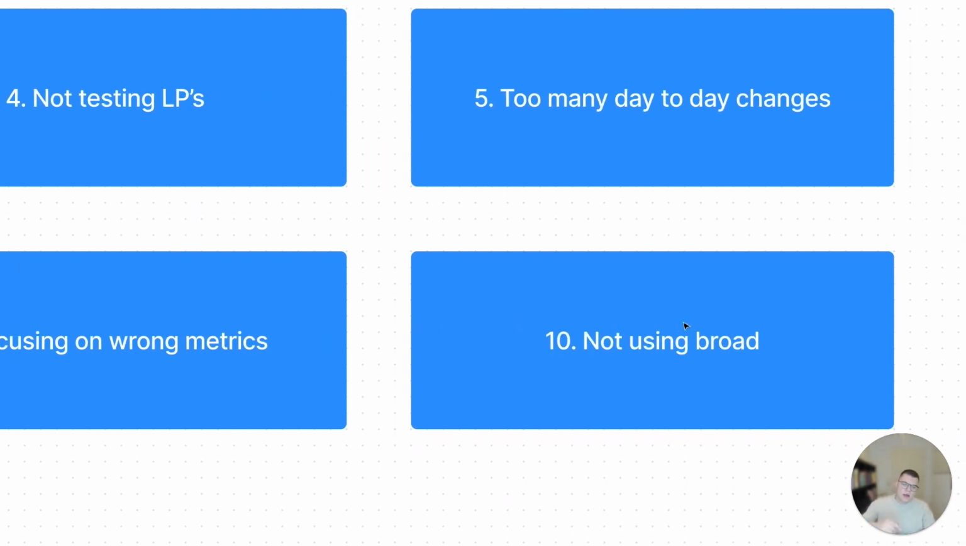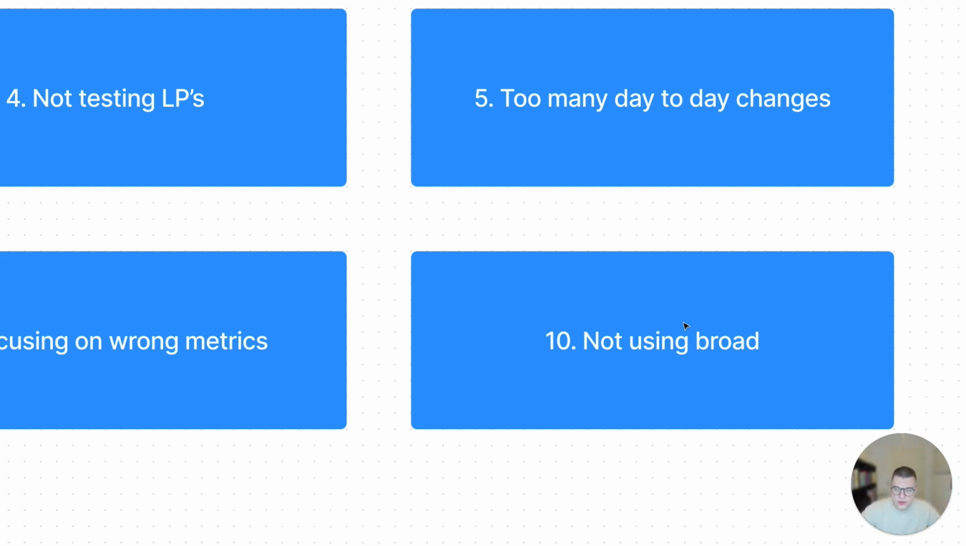And then number 10 is not using broad. I want you to start using broad today. We use it in all of our accounts to 100%. We do testing in broad, we do scaling in broad. We're not using any lookalikes, any retargeting, any interest stacks bullshit. None of that. Use broad. It's simply the best. Facebook can optimize the best, especially with the new Advantage Plus. You don't even have a targeting option anymore.